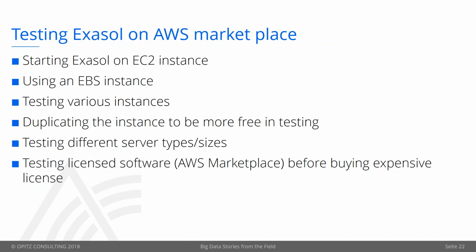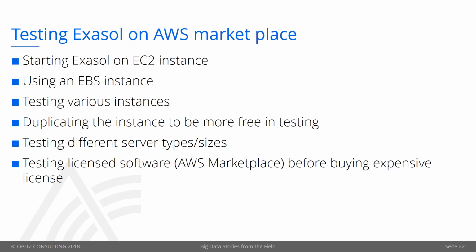The purchase of a server and licenses for testing can become very time consuming and expensive. For that case, the AWS Marketplace is perfect. With an EC2 instance, with an EBS support, you can rent the license for the time of usage.